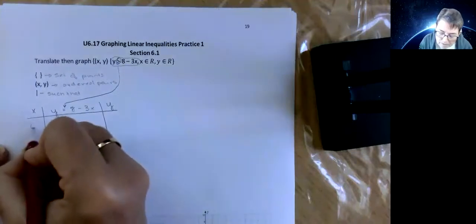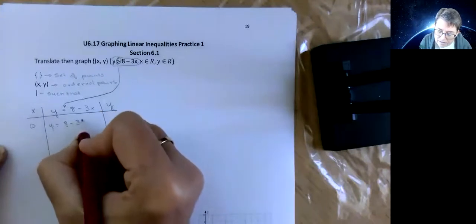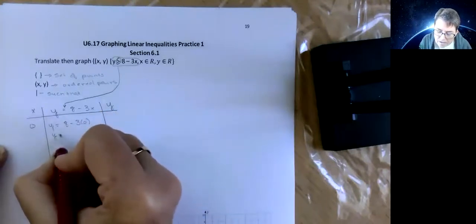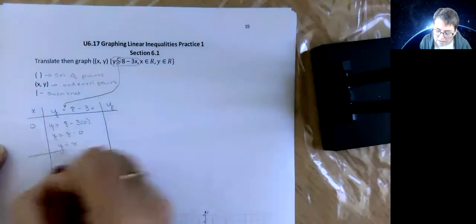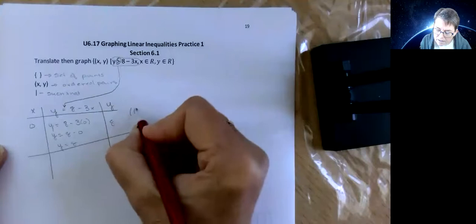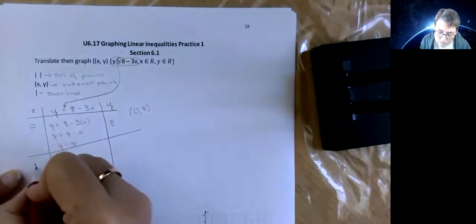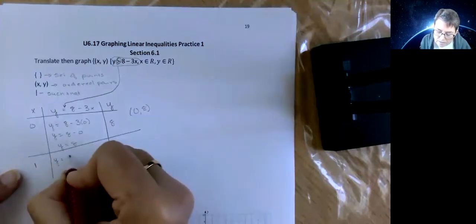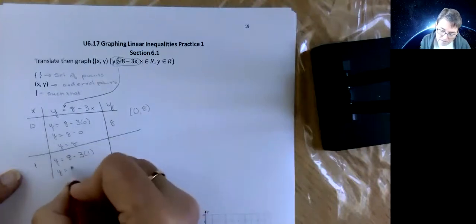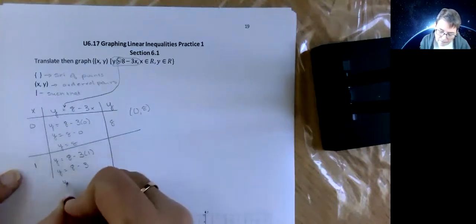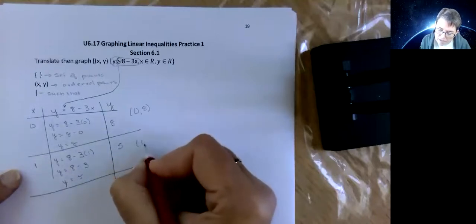So I'm going to pick point 0. y is equal to 8 minus 3 times 0. y is equal to 8 minus 0. y is equal to 8. So that's going to give me a point of 0 and 8. And we need another one. So 1. y is equal to 8 minus 3 times 1. y is equal to 8 minus 3. y is equal to 5. And that gives me 1 and 5.